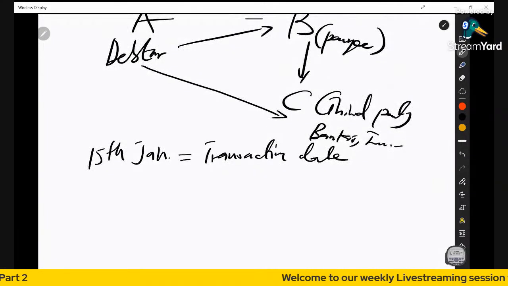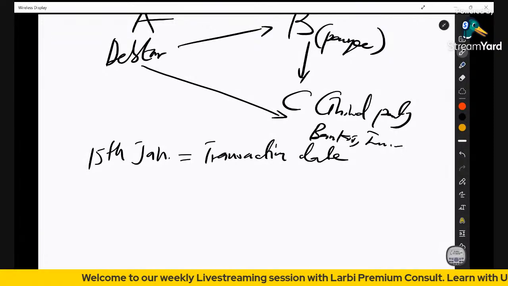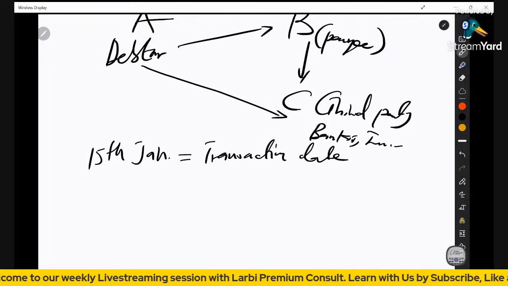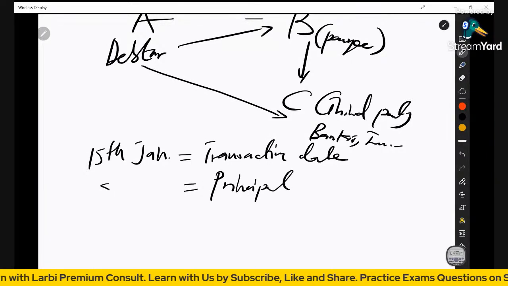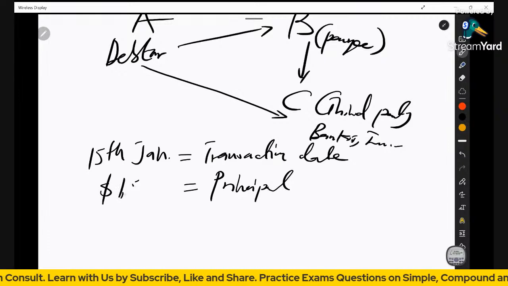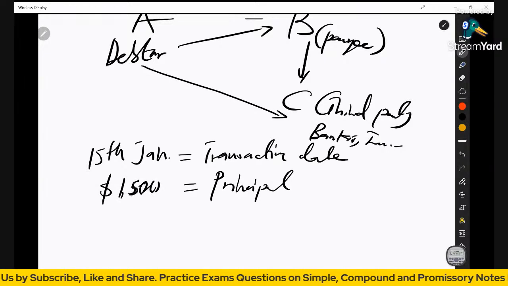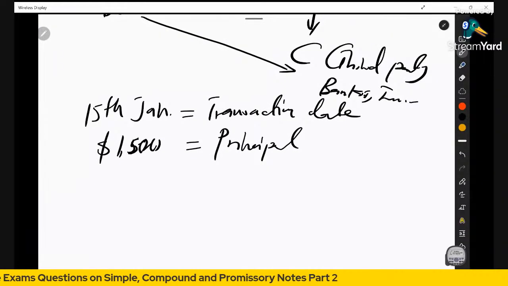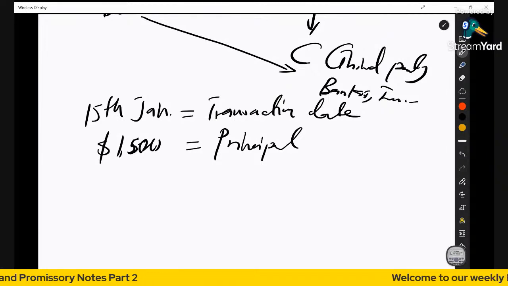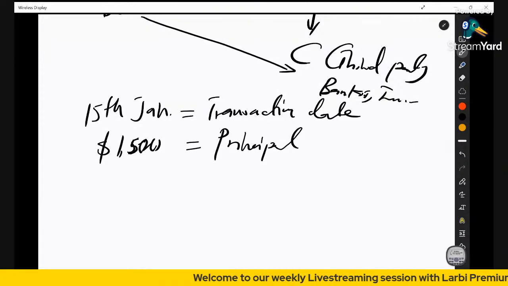And then this was the amount that was supposed to be paid as the initial amount. The initial amount, I'll refer to that as the principal. So the initial amount being the principal, let's say it is $1,500. And let's say it carries an interest. It is an interest bearing note.